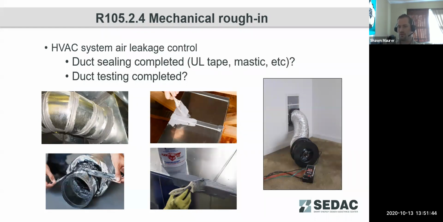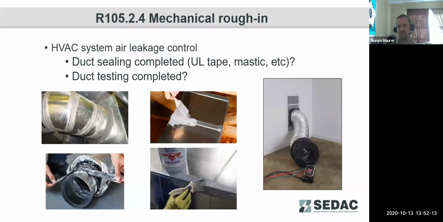Also checking the ductwork for proper air sealing. Have all the seams and joints been coated properly with an appropriate duct mastic or UL rated sealing tape? And has that duct testing been completed yet? Usually that duct test is done along with blower door testing and provided to the code official in a separate report. But it's probably a good practice to have that report on site as well at the building.